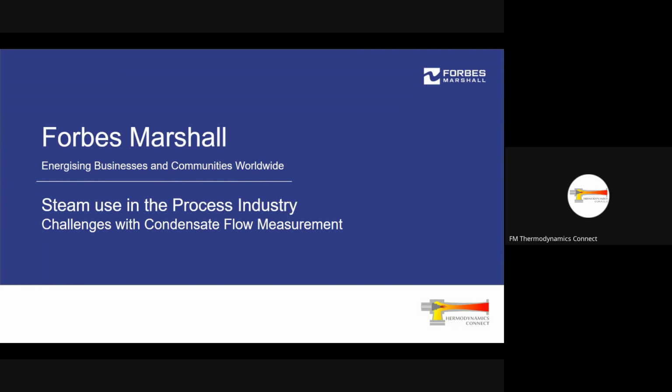If you look at the process industry in general, the industry has very specific requirements in terms of how they want to utilize steam in process heating. Okay, and we'll briefly discuss that, but we'll also specifically talk about the condensate flow measurement part and the specific challenges associated with that.